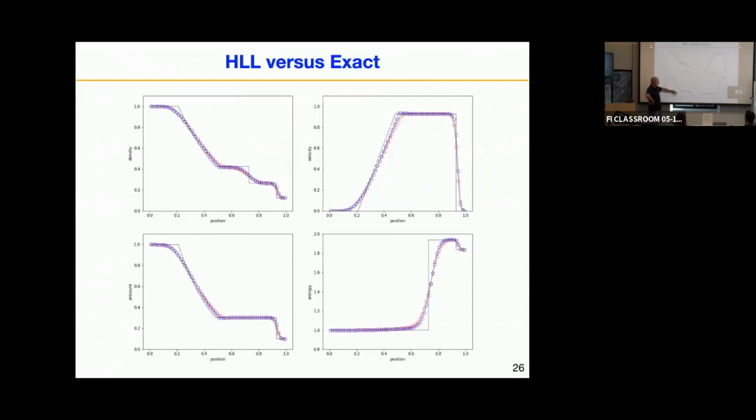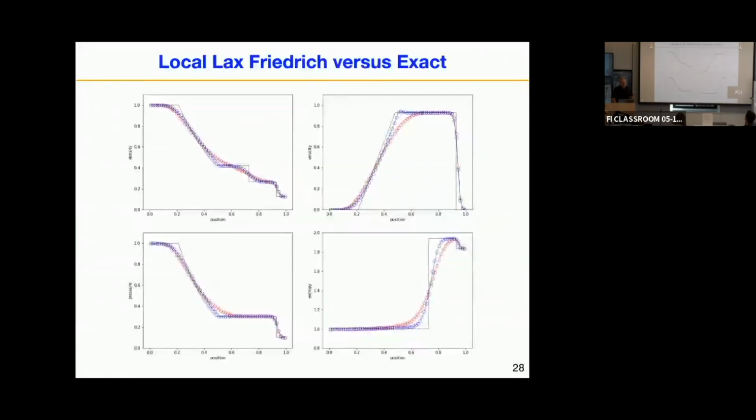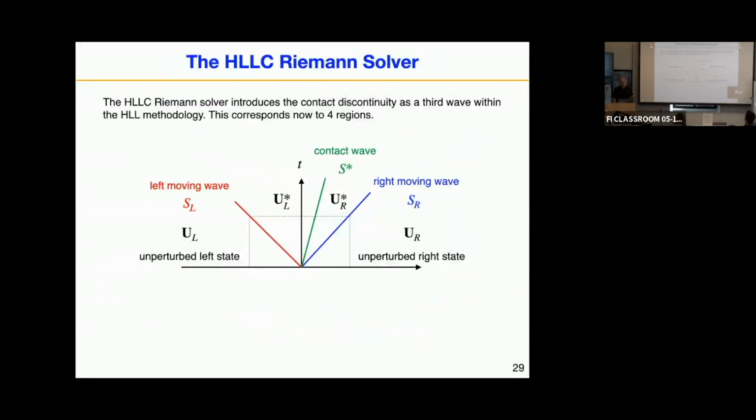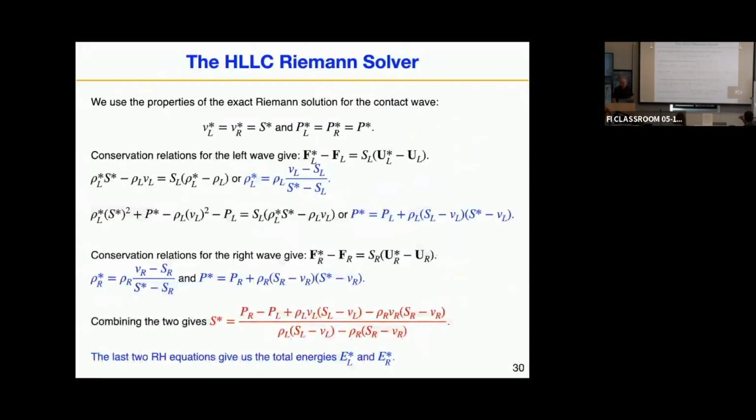It's almost nothing, right? But you have something which is like lightning fast, much faster than the exact solution, which, as you can see from the Jupyter notebook, is really complicated. So that's why in most cases HLL is enough. So there are variants of that. There is HLLC, no time to discuss this.